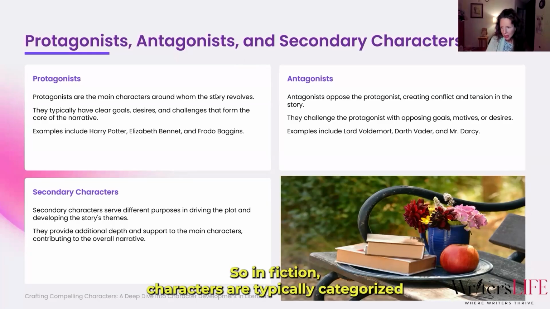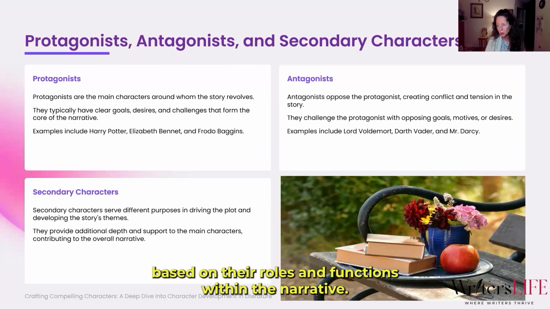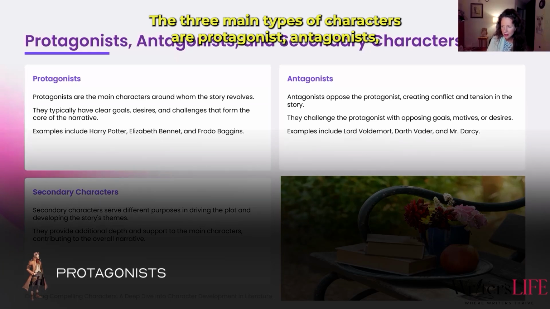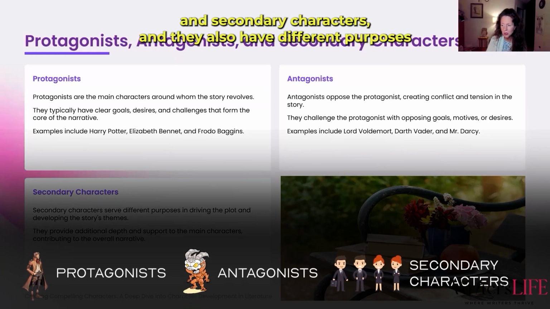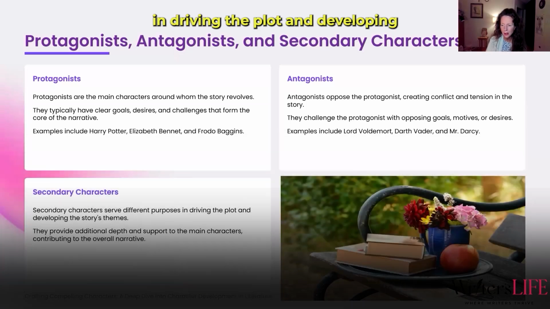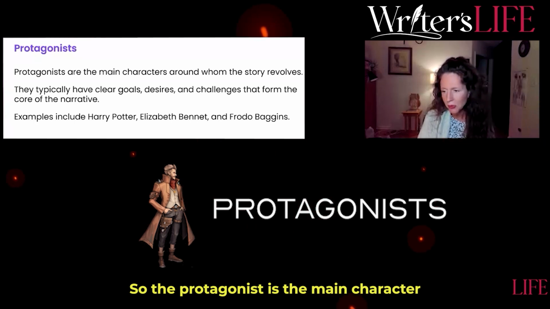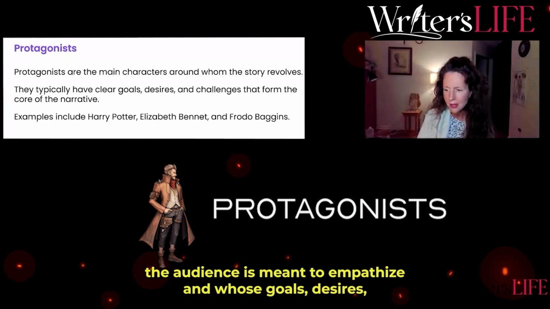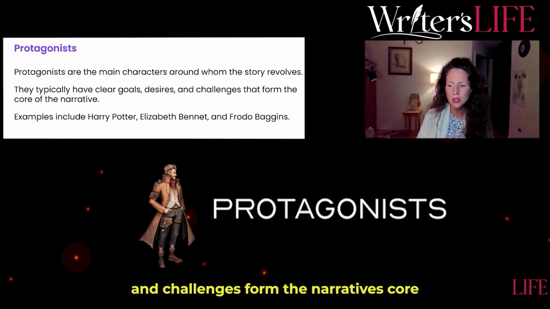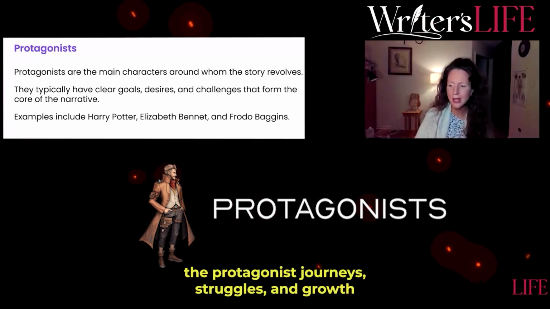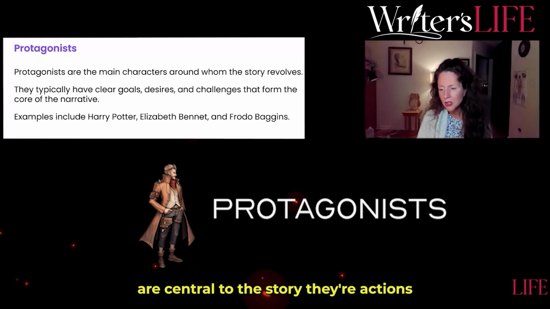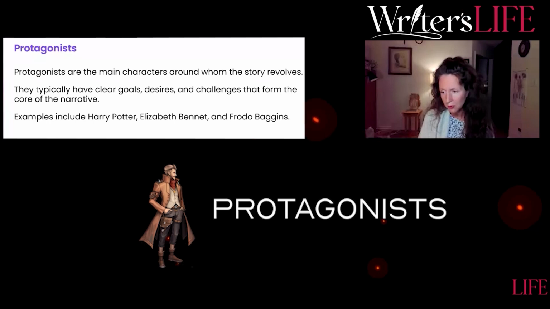Okay, so in fiction, characters are typically categorized based on their roles and functions within the narrative. The three main types of characters are protagonists, antagonists, and secondary characters, and they all serve different purposes in driving the plot and developing the story's themes. So the protagonist is the main character around whom the story revolves, often the character with whom the audience is meant to empathize and whose goals, desires, and challenges form the narrative's core. The protagonist's journey, struggles, and growth are central to the story. Their actions and decisions often drive the plot forward.